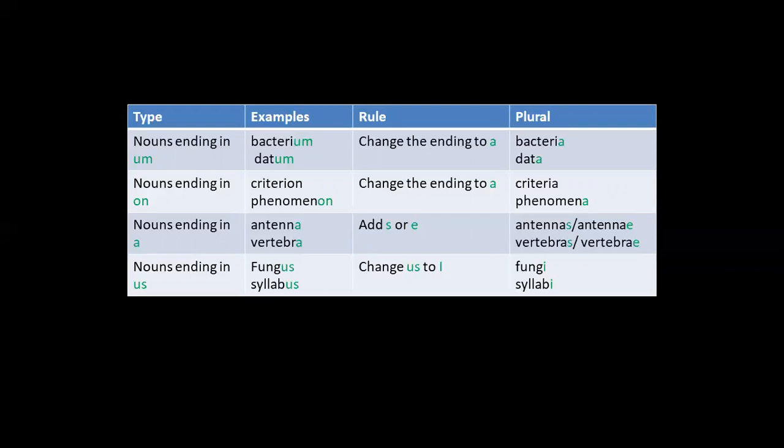Nouns ending in on. Here too, what do we have to do? The examples are given: criterion, phenomenon. Change the ending to a. Criterion: remove the on and just add a. Phenomena.